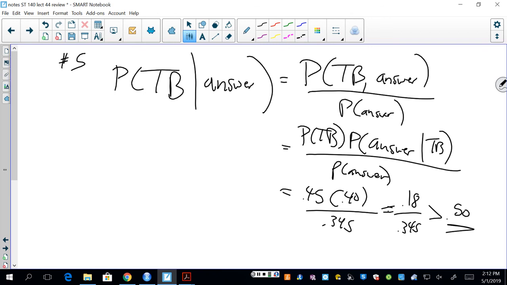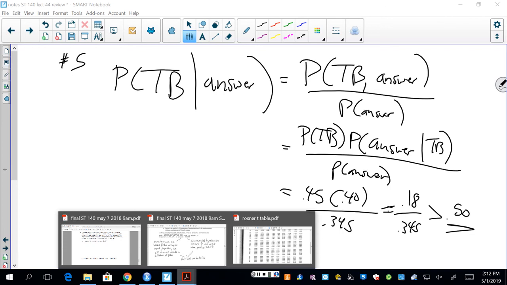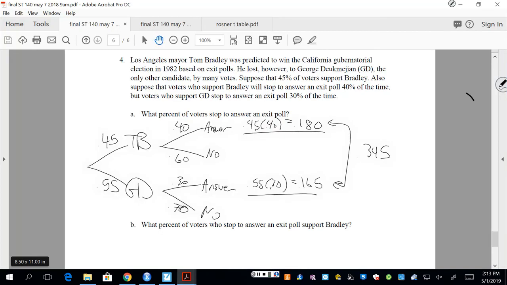So if you got to the point of having the table, you could just take 0.18 over the 0.345. Tom Bradley, among those who answered, is 0.18. Answering overall is these two parts of it. So the answer to this one is 0.180 over 0.345. Once you have the chart, if it's easy just to go directly to that, that's fine. What I wrote before is kind of showing a few more of the symbols, but it's getting the same answer.